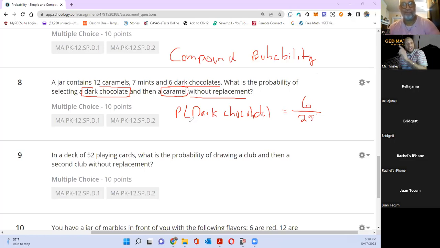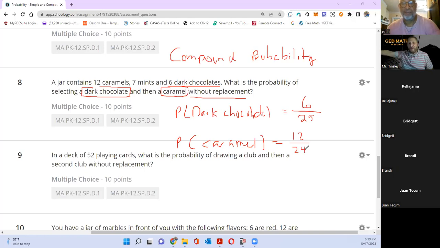Now, that's the simple probability of picking a dark chocolate. Now we want to find the simple probability of picking a caramel. So the selected outcomes are what? 12. And now, how many total? What's the new total? 25 minus 6. What did you say, Earl? 24. 24.